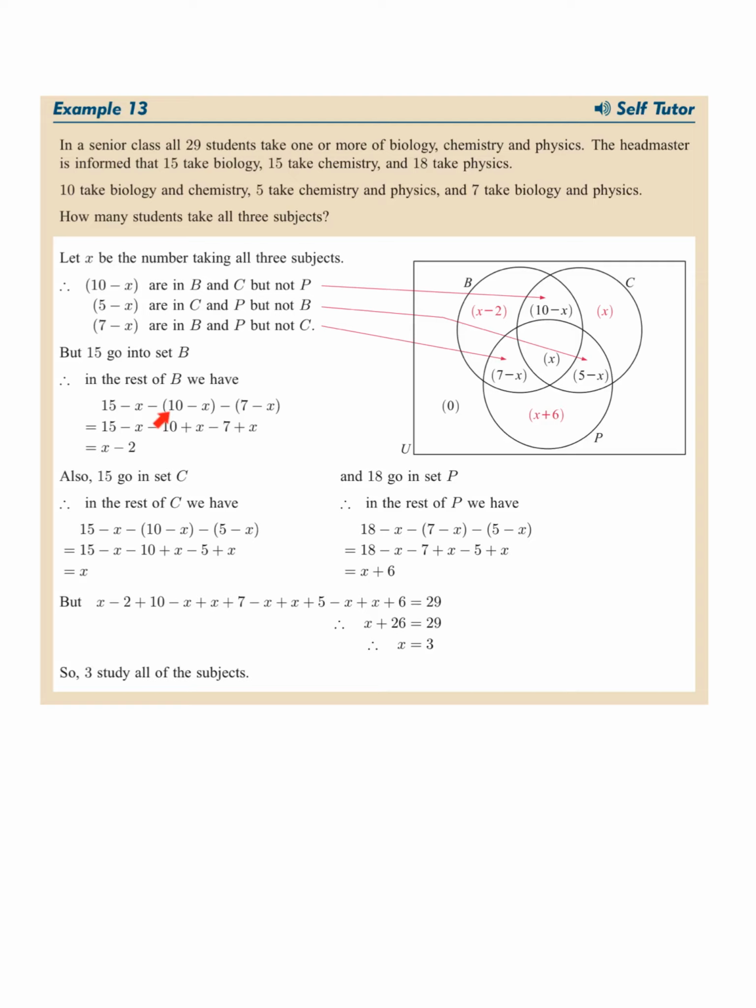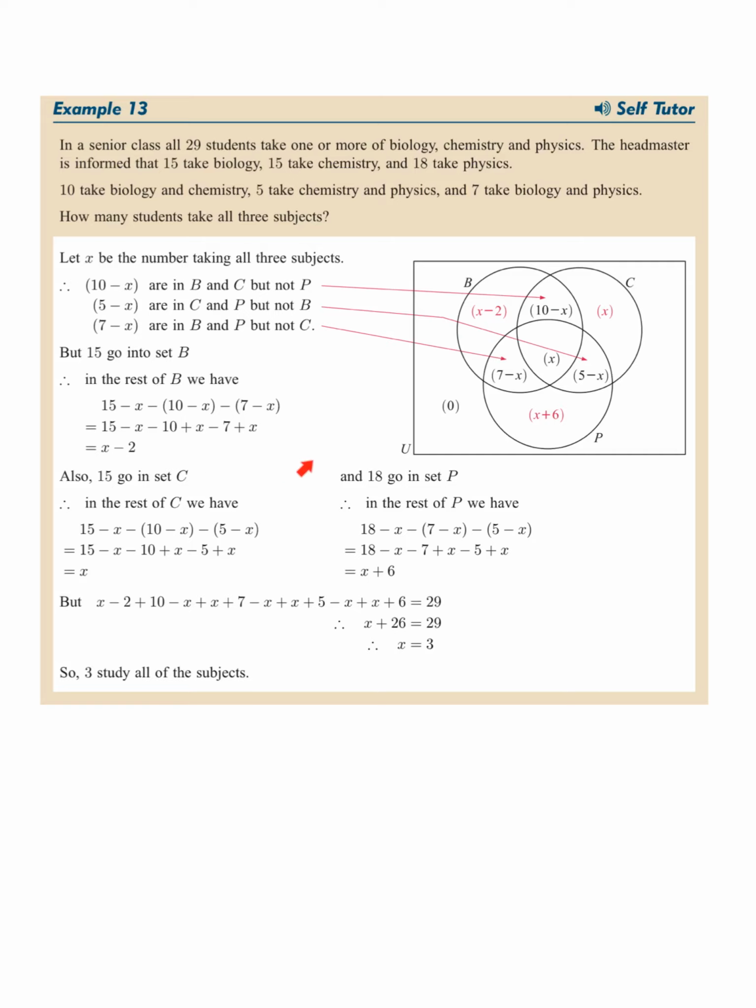Be careful of using the bracket there. Make it minus the bracket 10 minus X, and then minus the bracket 7 minus X. And that should give us the remainder part here. And it does. Be careful when you expand this. That's minus 10, plus X, minus 7, plus X. The answer is X minus 2, and then they wrote X minus 2 there.